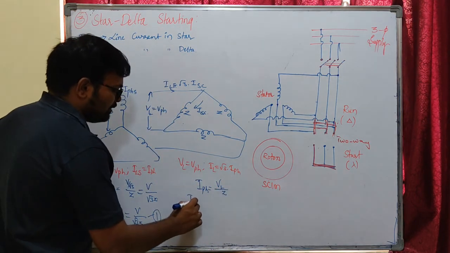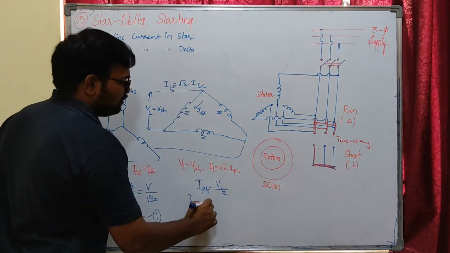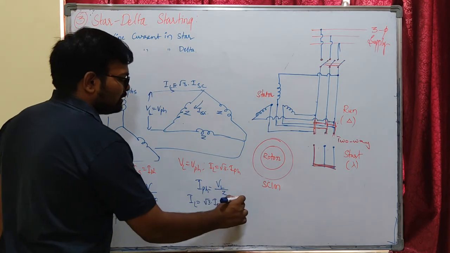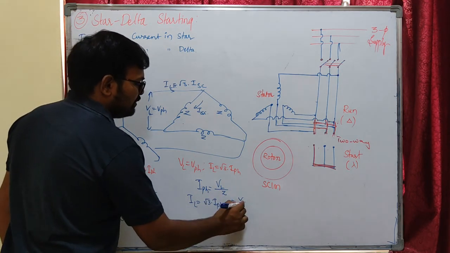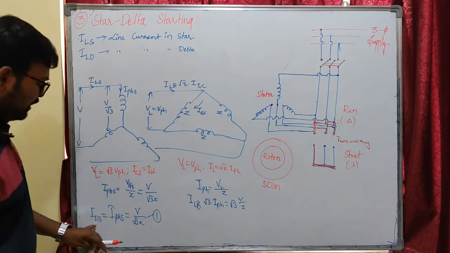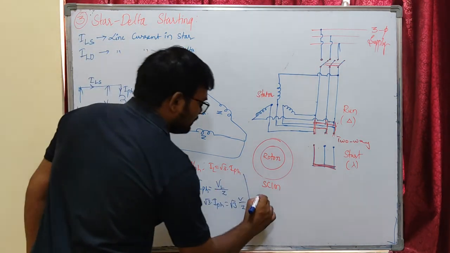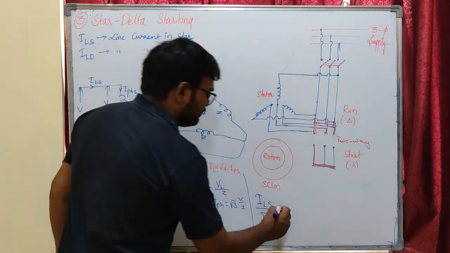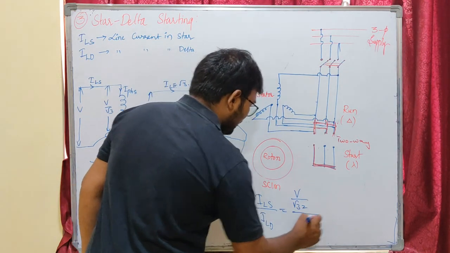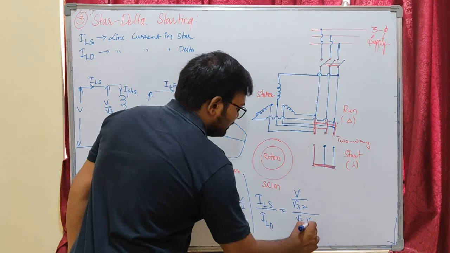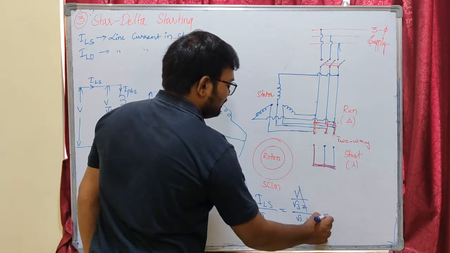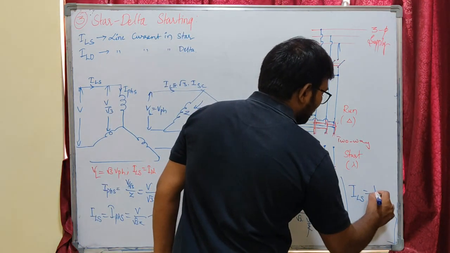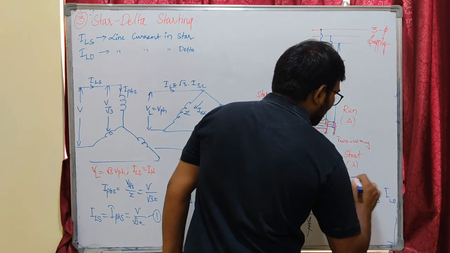So what happens to the line current? That will be equal to root 3 times my phase current, which is root 3 times VL by Z. So if I divide my line current in star by the line current in delta, that will give V by root 3 times Z over root 3 times V by Z. Okay, I can cancel out V by Z, so what is left is 1 by 3. That means the starting current, the current in star, will be equal to 1 by 3 times the current in delta. Okay, so this is the idea here.